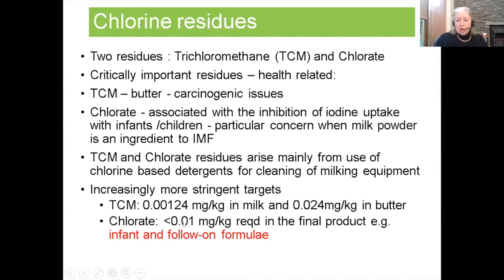Then alternatively with the chlorate, the target there is less than 0.01 milligrams per kg, and that's the required target in the final product. That is, for example, the infant or follow-on formula. And again, because there's a concentration effect when the milk is concentrated or dried, the level in the milk has to be much lower again.